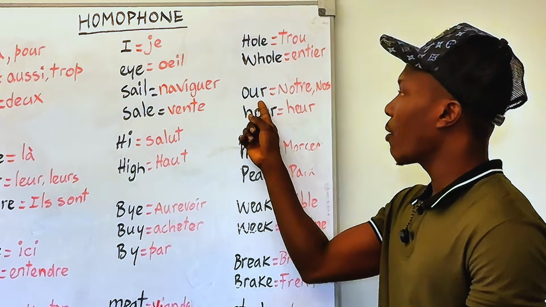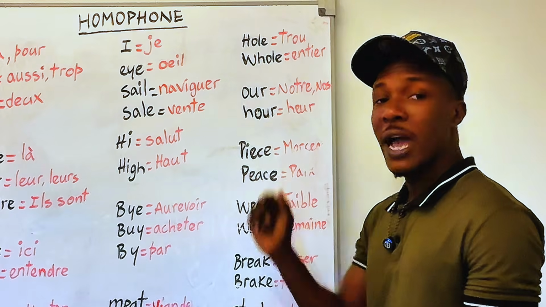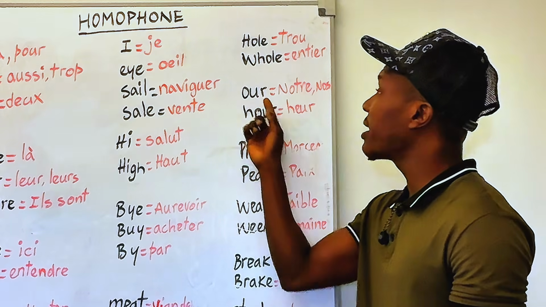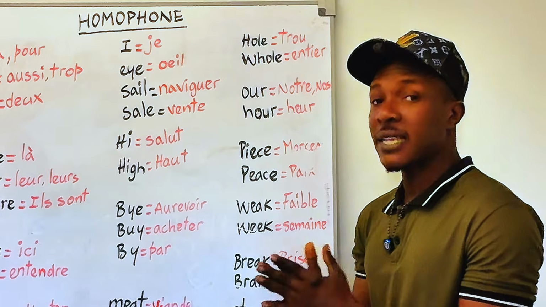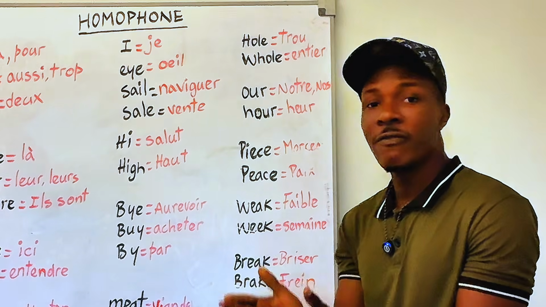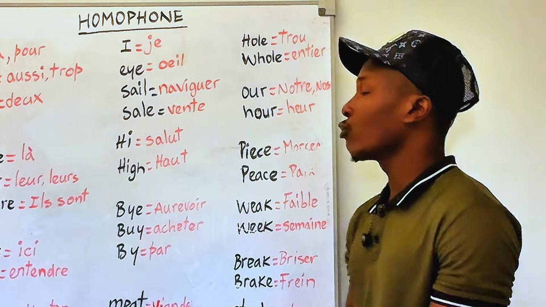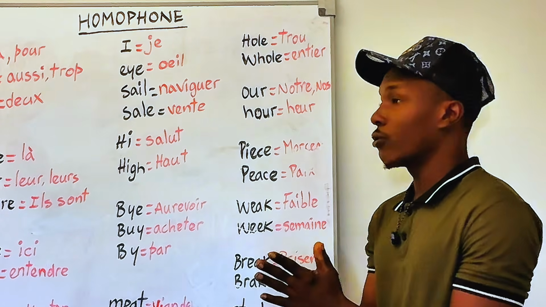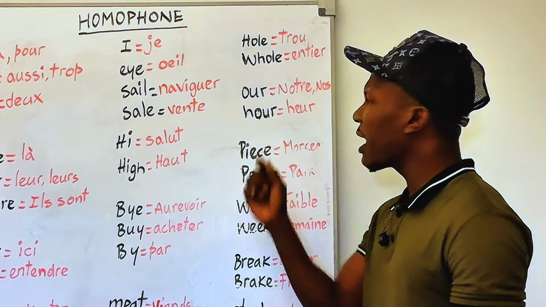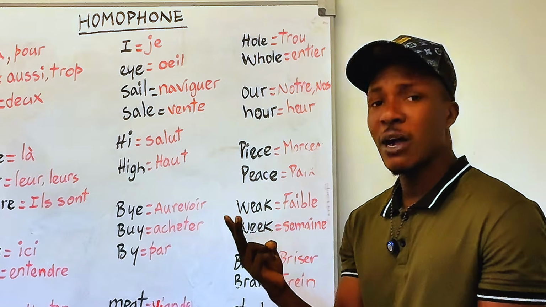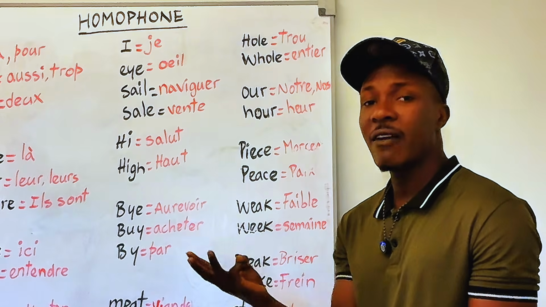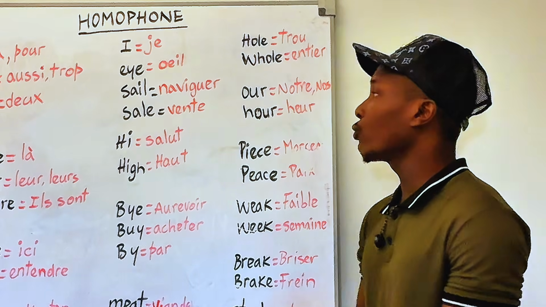Good. Our. So le H ne se prononce pas. Et le premier, c'est adjectif possessif, possessive adjective. So you say our Father, notre Père. Our Father in heaven, notre Père qui est aux cieux. Bon, voilà. Et ici, on a hour, 1 hour, half an hour, demi-heure de temps.